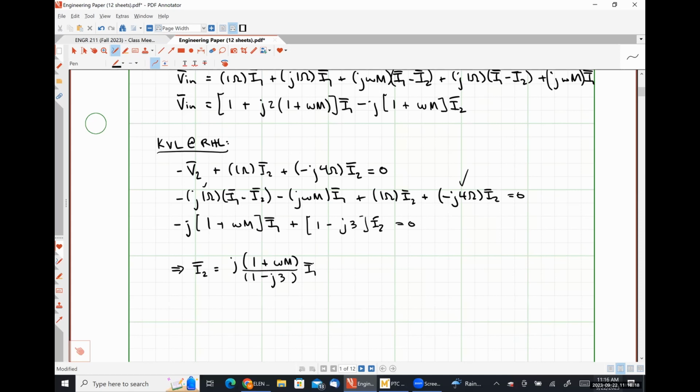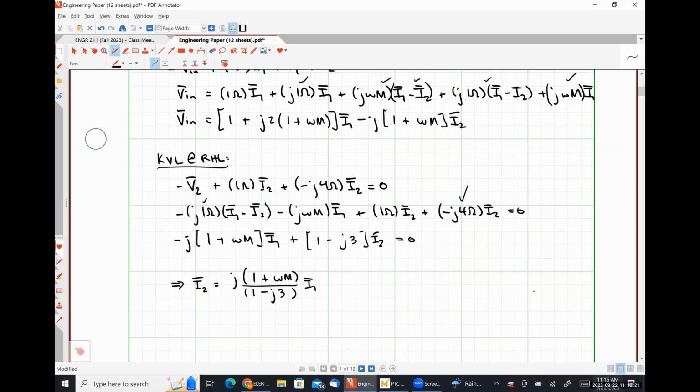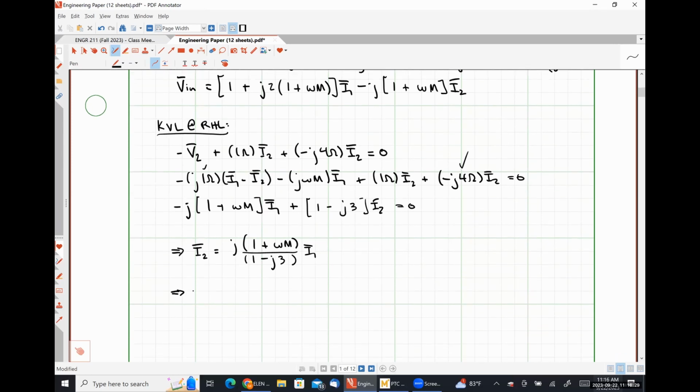And from this, I can now substitute this relationship for I2 into my relationship for Vn up here. And what I wind up getting is that Vn will be equal to (1 plus j2 times 1 plus omega m). What happens when I multiply minus j and positive j? So I'm multiplying this minus j right here and this positive j right here. What does that give me? Is it negative 1 or positive 1? Positive 1.